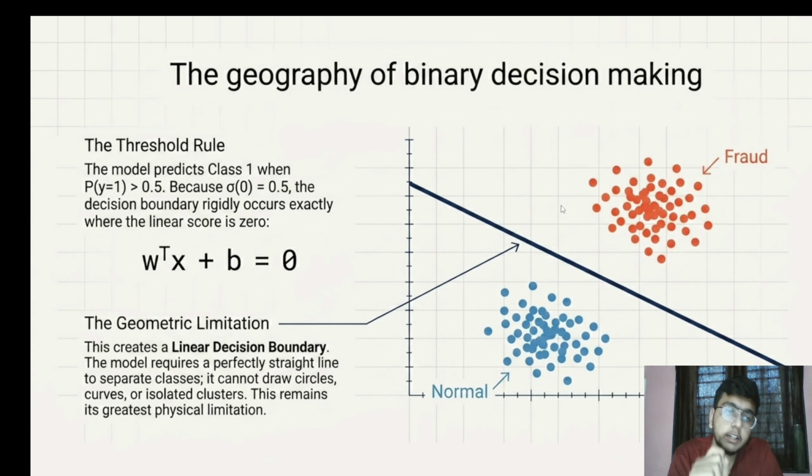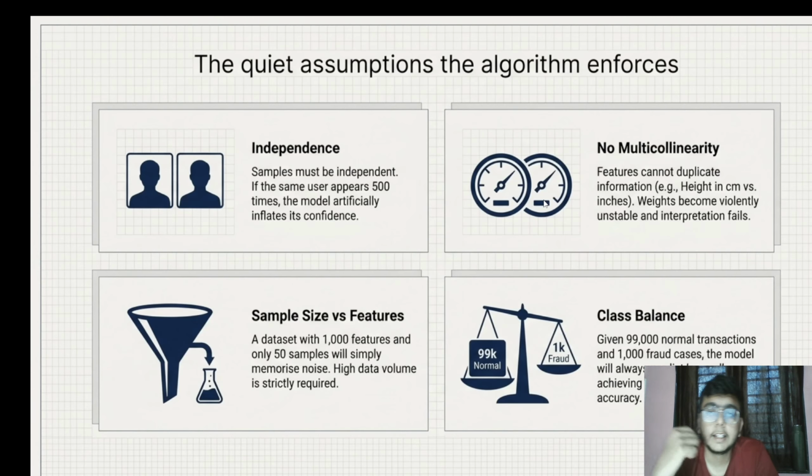But when our value of z is 0, meaning the output of linear regression is 0, the sigmoid activation function gives 0.5, meaning we have a hard boundary, and this is the geometric limitation. This creates a linear decision boundary. The model requires a perfectly straight line to separate classes. It cannot draw circles, curves, or isolate clusters. This is the greatest physical limitation of logistic regression. Again, one of the most important things about logistic regression is the assumption that this algorithm makes very quietly: logistic regression assumes that the given features are independent.